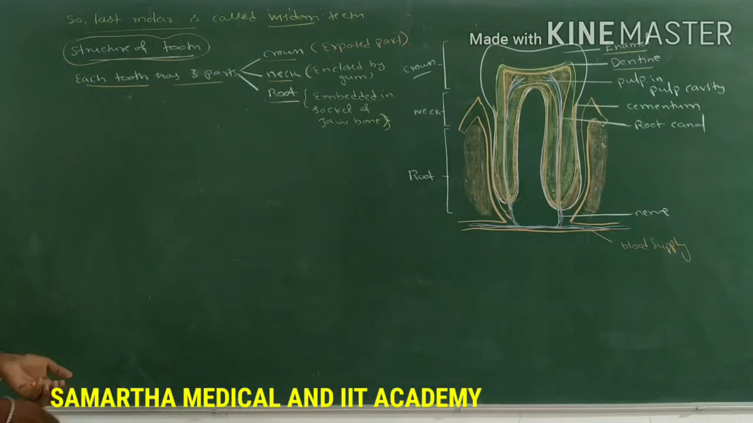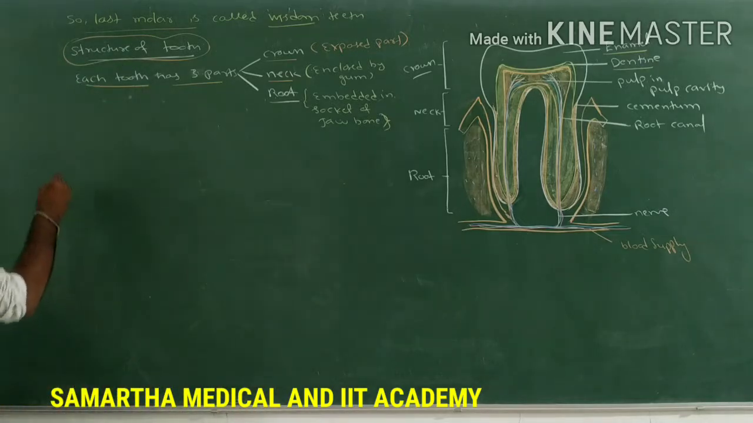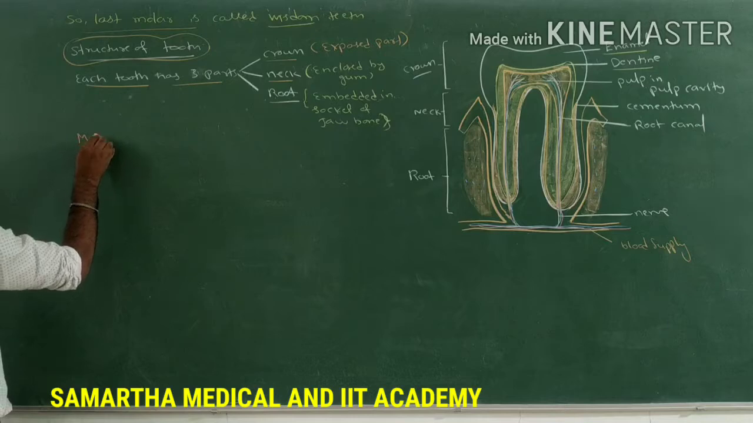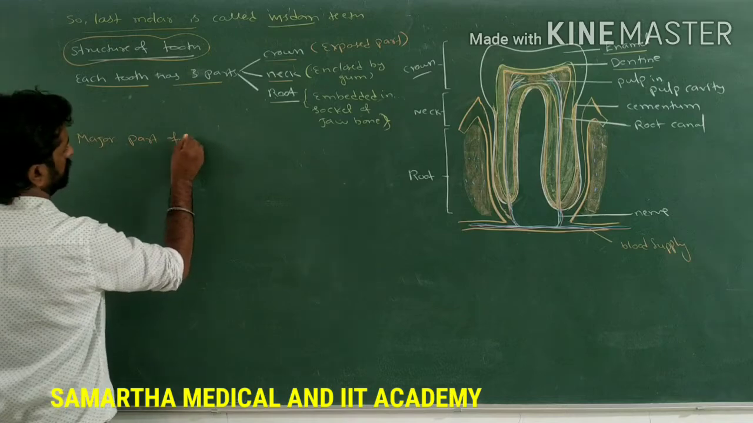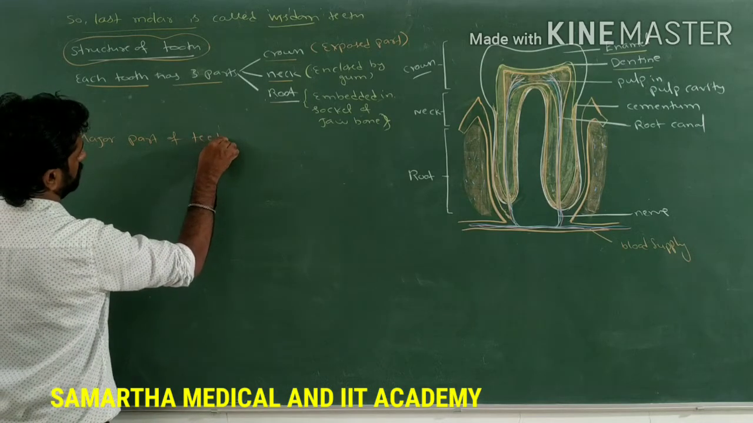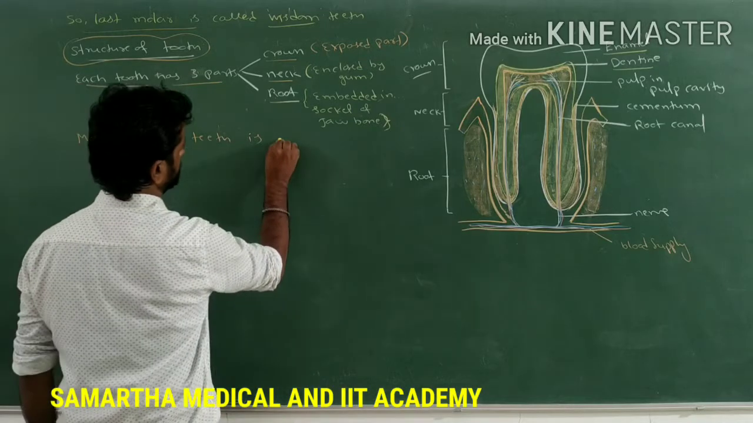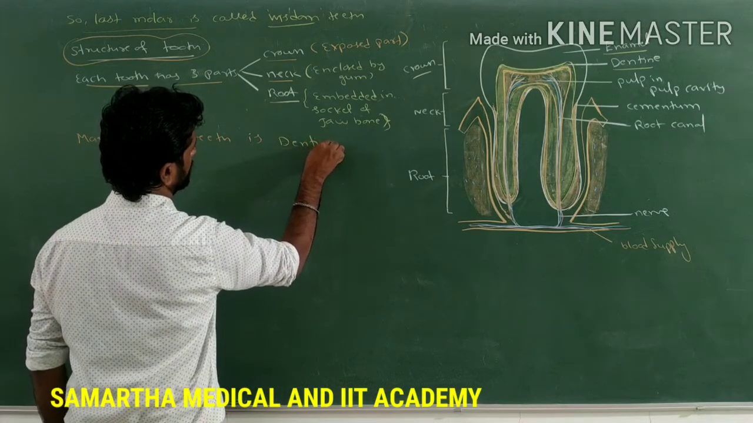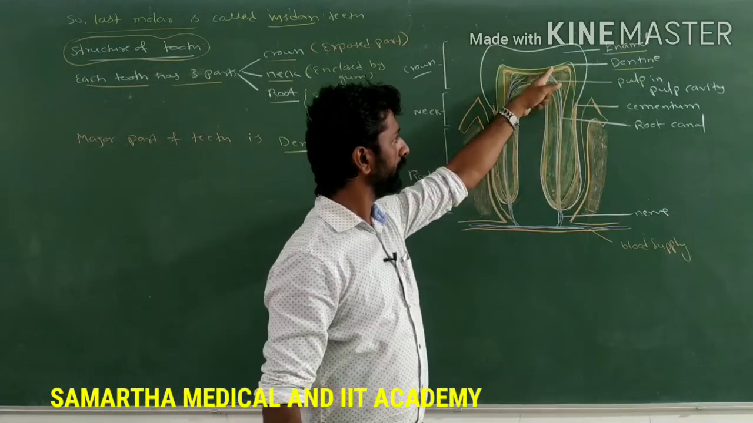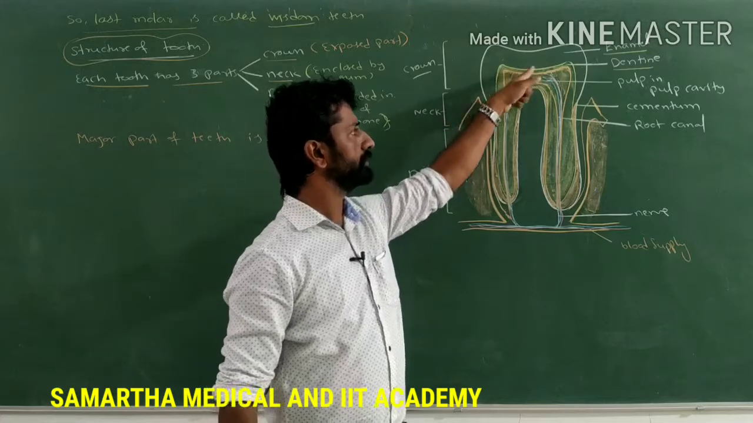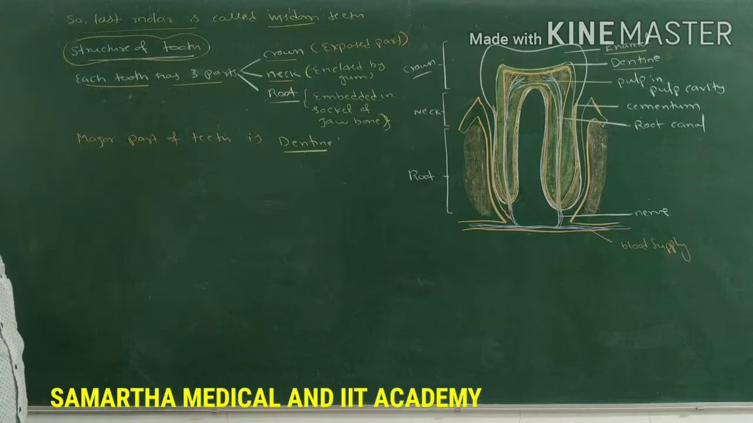Okay. So here, what is the major part of each tooth in human beings? The major part of the teeth is called dentine. Major part of the teeth is dentine. Can you see here? This dentine is the major part of each tooth.